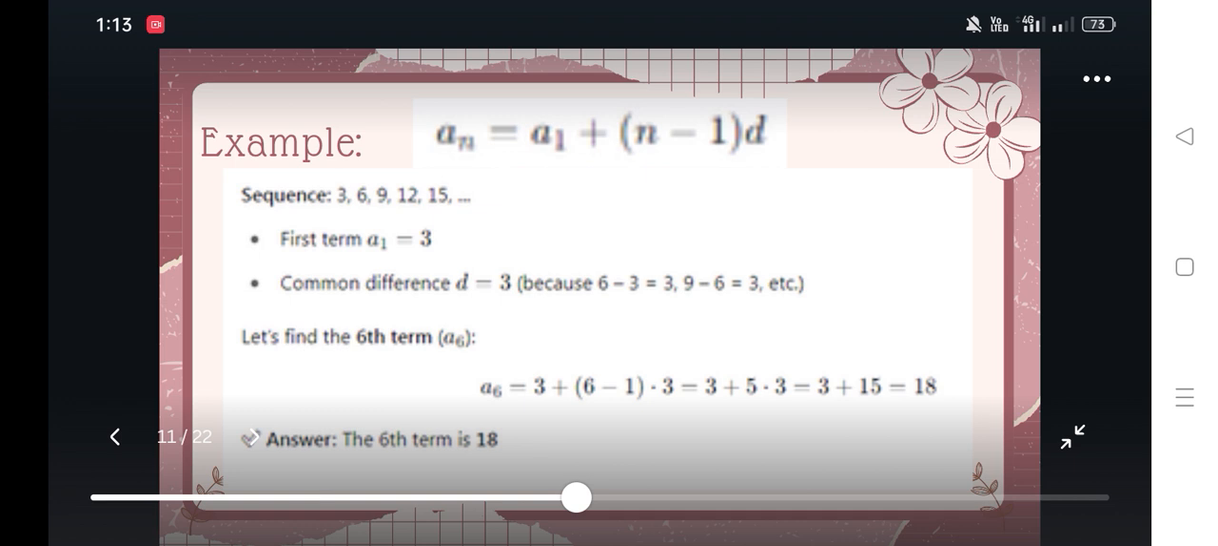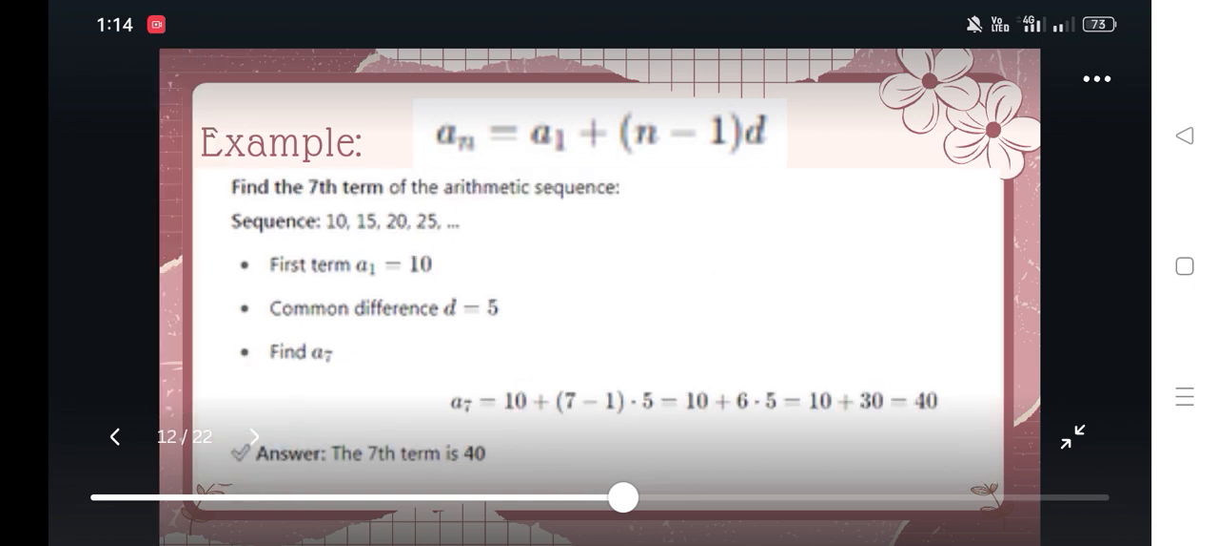Again, remember the PEMDAS. So unahon na ito subay ang naa sa atong parentheses. 6 minus 1, we have 5. Then copy. So ang ato ang next number is 3 plus 5 times 3. And then again PEMDAS, multiply. Unahon ang multiply. 5 times 3 is equal to 15. So we have here 3 plus 15 is equal to 18. So our answer is, the sixth term is equal to 18. Nasabtan ra?